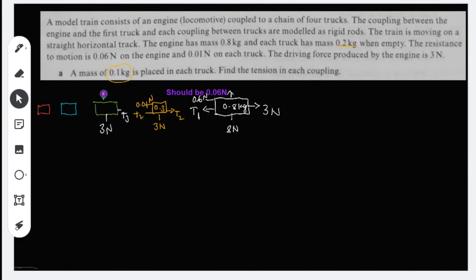Going upward, this is your R going up. And then here, the same thing, we're going to have 0.01 Newton. And at the same time, we're going to have here your T sub 3. This will be your T sub 3. Next, here, going forward, we're going to have your T sub 3 as well.